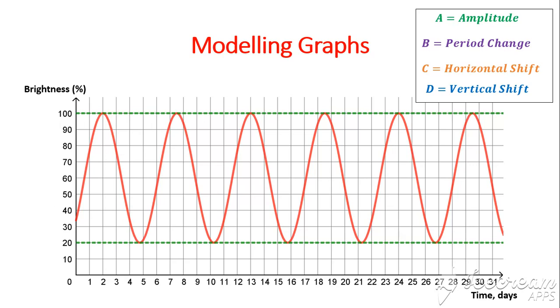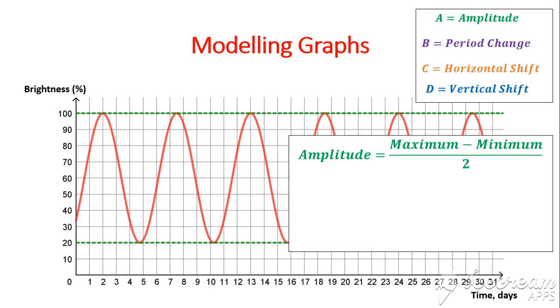To work out the amplitude, we're going to go maximum minus minimum divided by 2. So the maximum of this graph is 100% and the minimum is 20%. So we're going to go 100 minus 20 all divided by 2. So 100 minus 20 is 80. 80 divided by 2 is 40. So this graph has an amplitude of 40.